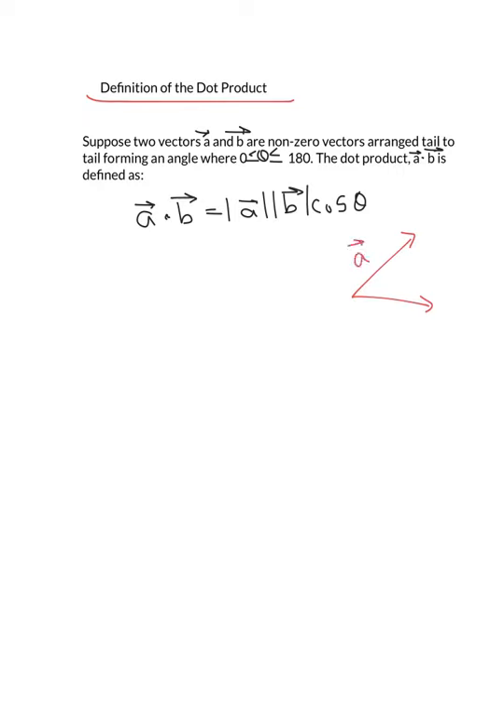If I have vector A arranged tail to tail with vector B, theta is going to be the angle in between those. And I know I said it before, but I'm going to say it again. I just want you to remember that the dot product of two vectors is a scalar, not a vector, so it's going to be represented by a real number.